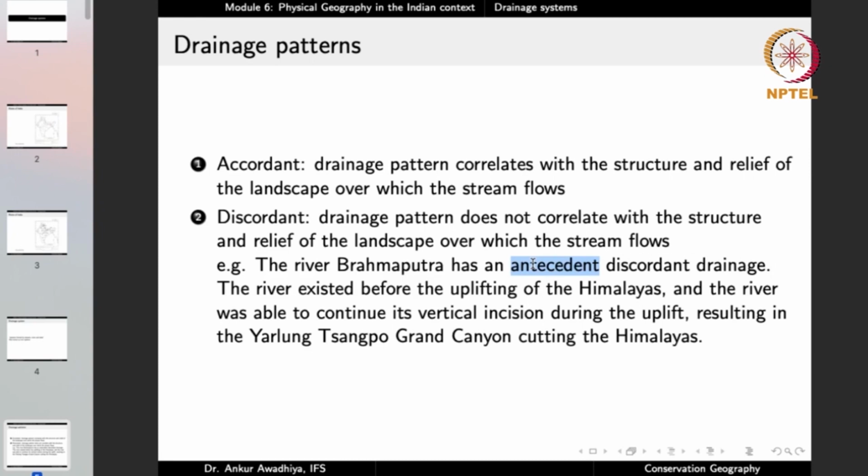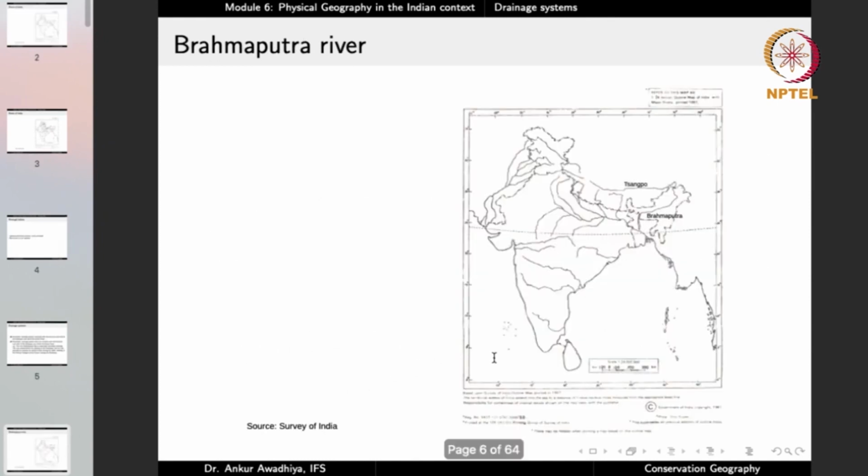So this is an example of a discordant pattern, and we observe discordant patterns, say, in the case of river Brahmaputra. So the river Brahmaputra has an antecedent discordant drainage. Antecedent means that it came before the landscape came into existence. So the river existed before the uplifting of the Himalayas, and the river was able to continue its vertical incision during the uplift, meaning that it continued to cut the mountains vertically through the process of erosion, resulting in the Yarlung Tsangpo Grand Canyon cutting the Himalayas.